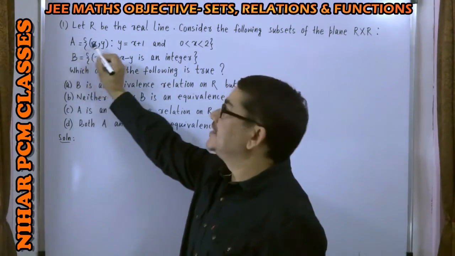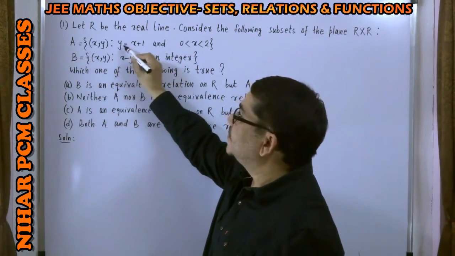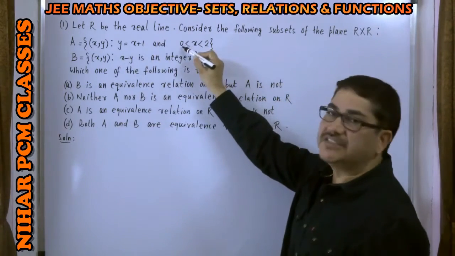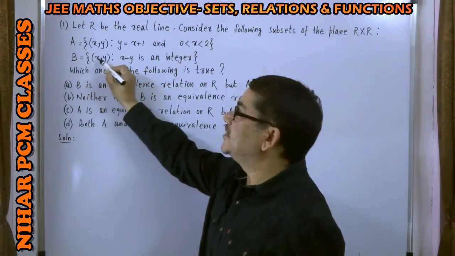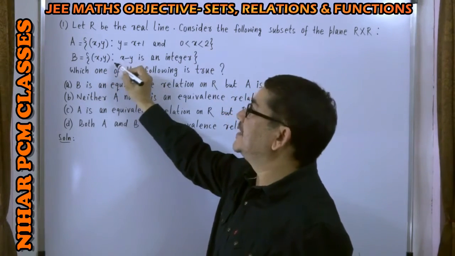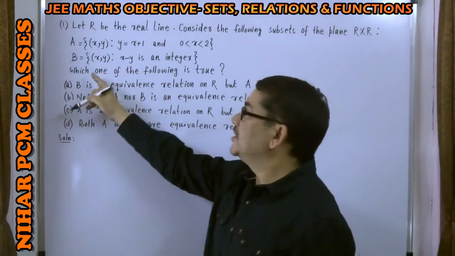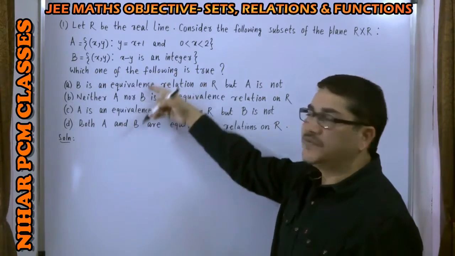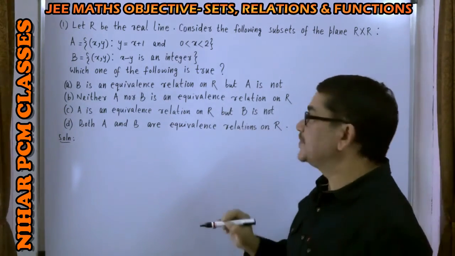Set A is the set of ordered pairs (x, y) such that y is equal to x plus 1 and x is greater than 0 and less than 2. Set B is the set of ordered pairs (x, y) such that x minus y is an integer. The question is, which one of the following is true? Any one out of these four choices is true. Okay, so let's solve it.